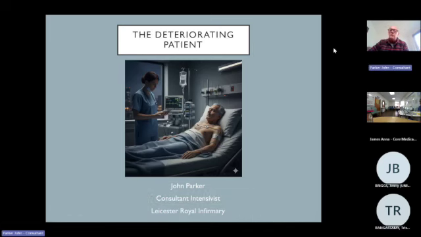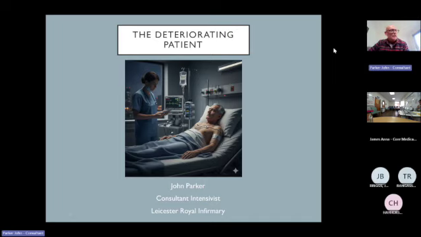For those of you who don't know who I am, I'm John Parker. I'm one of the ITU consultants based at the LRI. I've been involved with the deteriorating patient in various ways over the past 20 odd years as the lead for critical care outreach services, a sepsis lead for about 8 years, and I worked with the medical director for about 3 years with a role around the deteriorating patient.